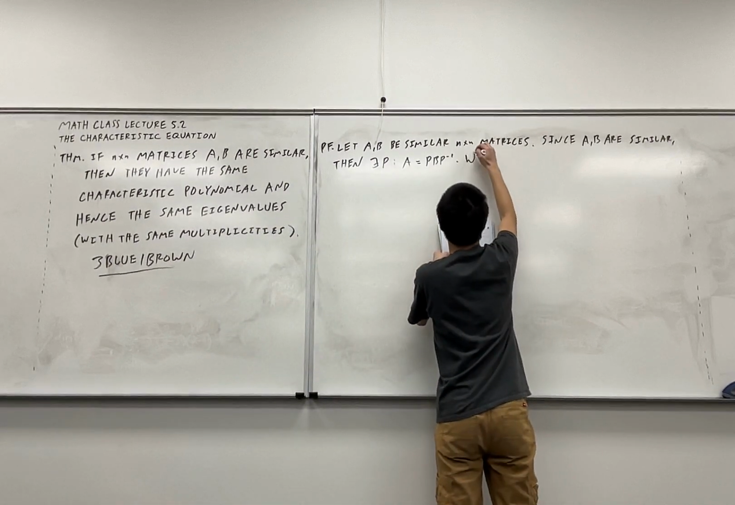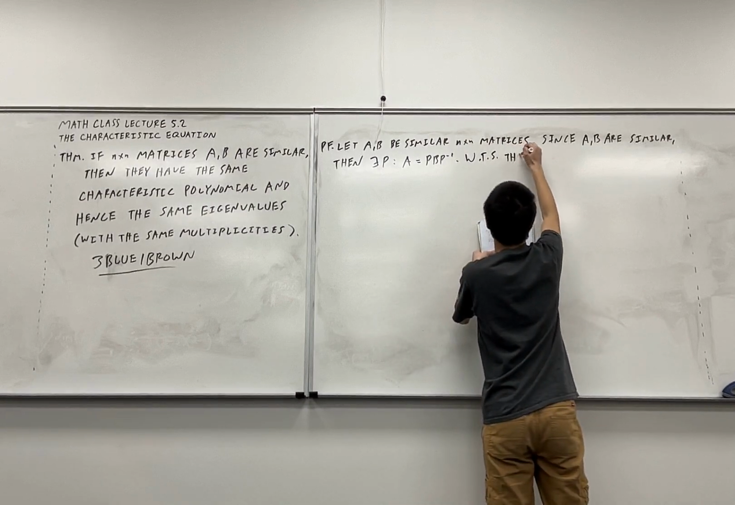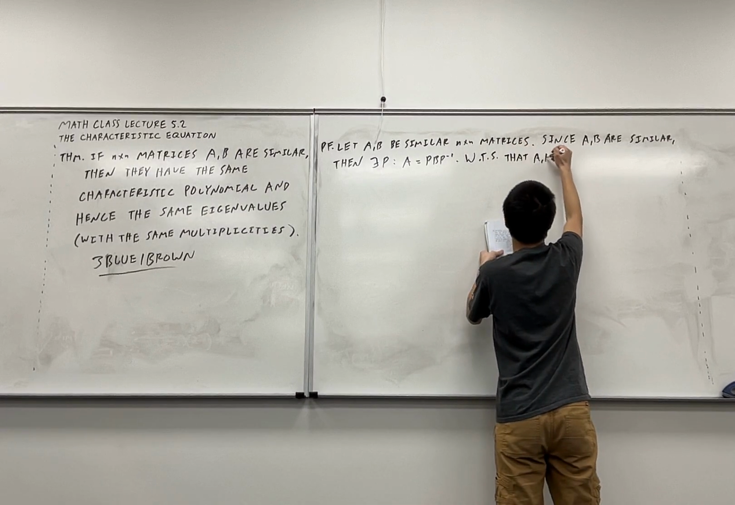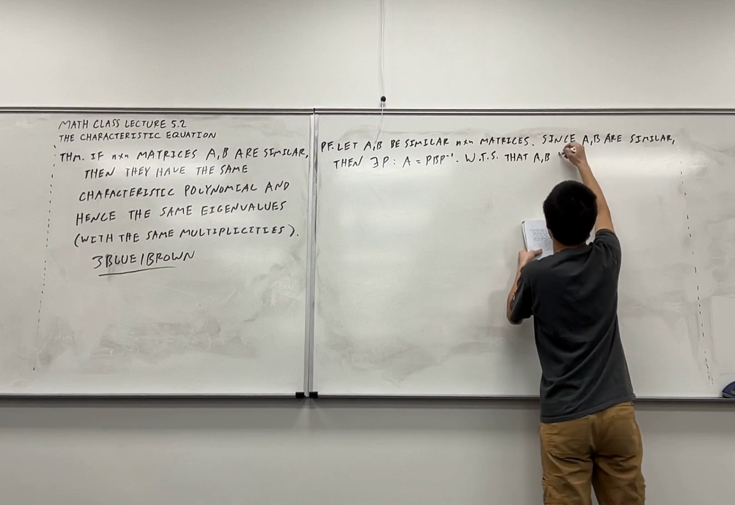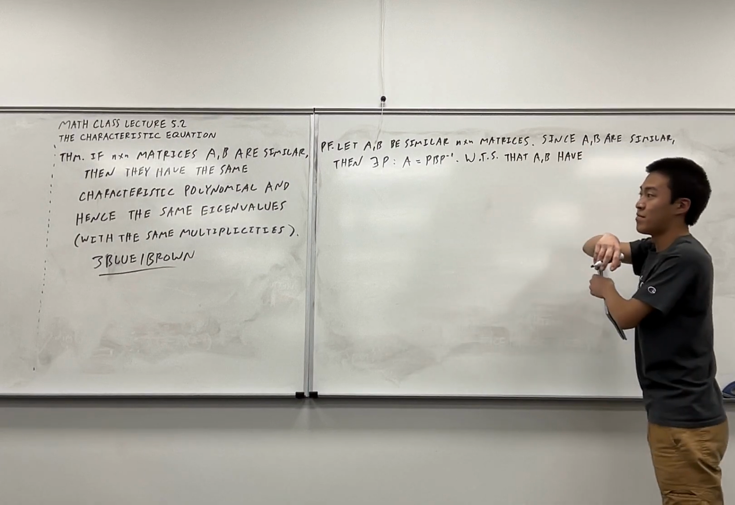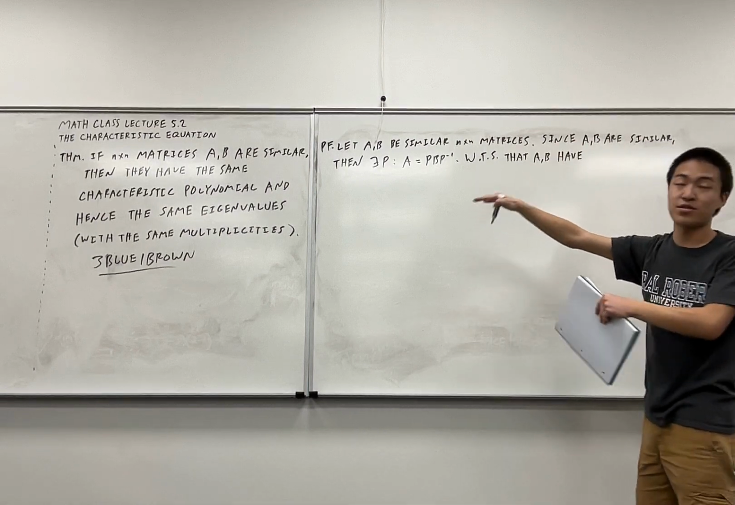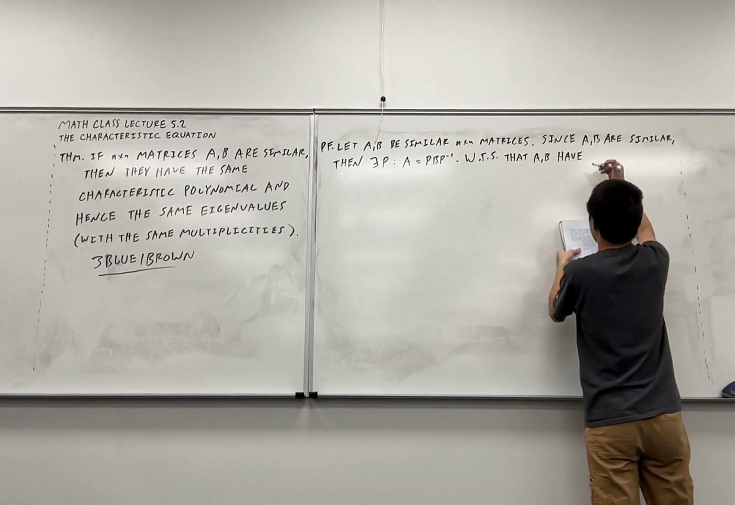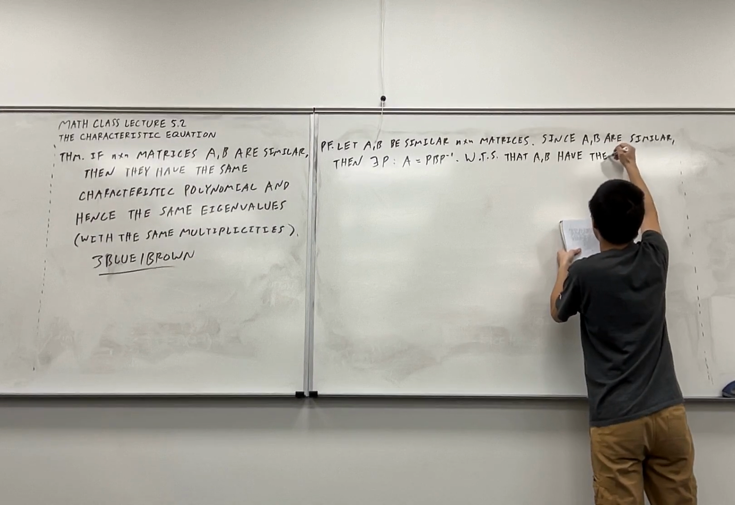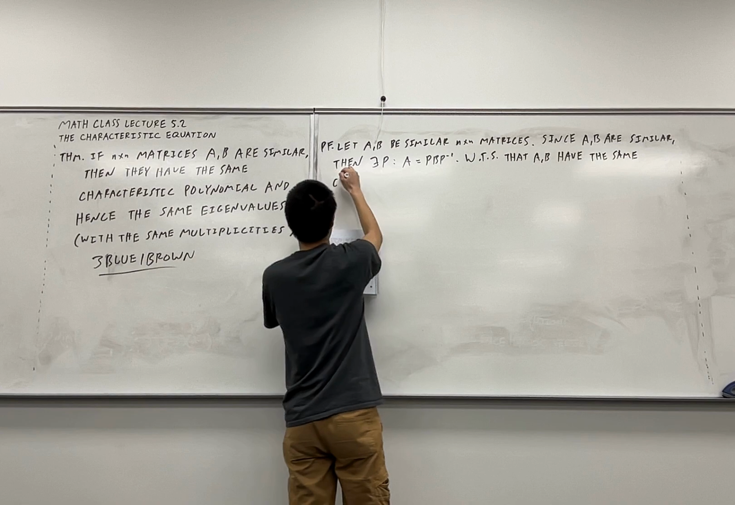Okay, so now let's articulate the task. What do I want to show? I want to show that A and B have what? What am I trying to show in the theorem? Yeah, same eigenvalues, but mainly the same characteristic polynomial, right? Have the same characteristic polynomial.